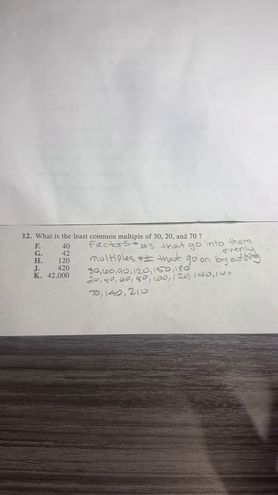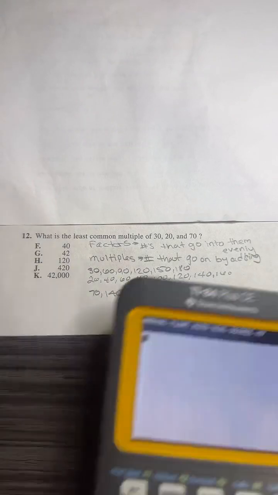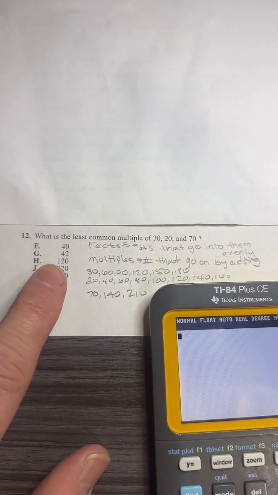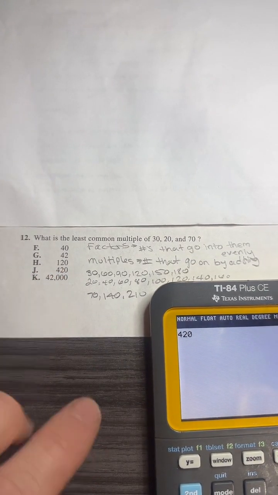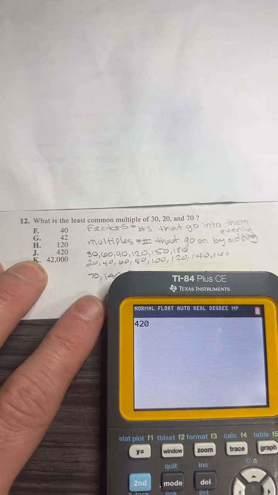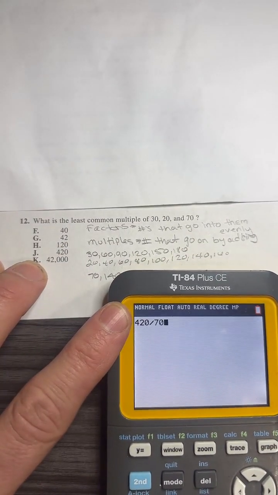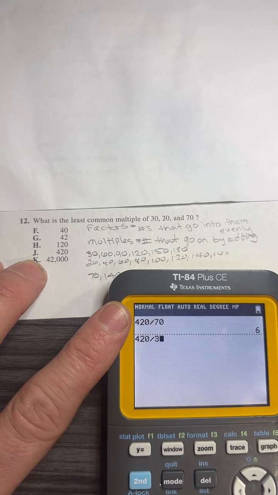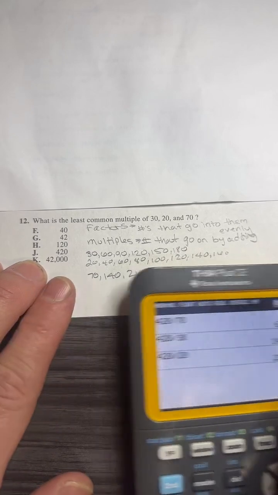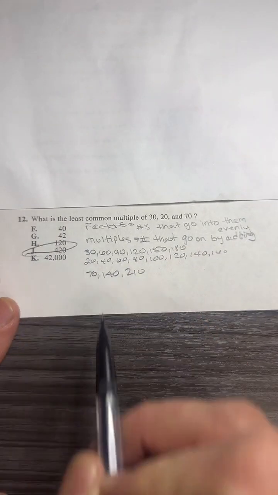Yeah, see, I'm already a little too high. I guess the best thing you could do is go ahead and go up by the largest first. So I'm going to kind of cheat here. Since I know 120 is not the answer, I'm going to do 420. Let's divide it by 70. Okay, great. Let's divide 420 by 30, all right? Yep, it goes in evenly, and the last one, 420 divided by 20, obviously works. So my answer is 420.